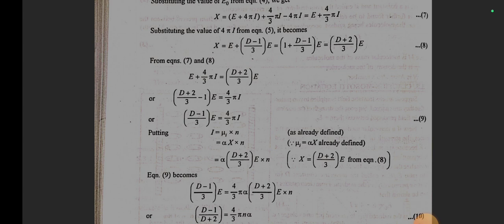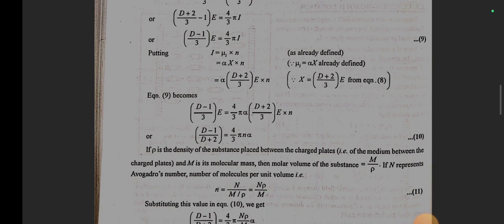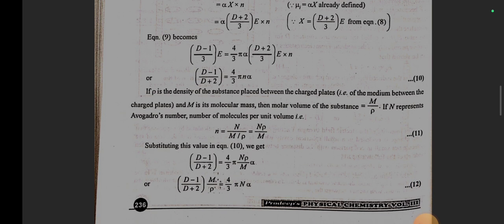Or on putting I is equal to mu I into N, which is equal to alpha X into N, which is equal to alpha into D plus 2 by 3 into E into N. Equation 9 becomes D minus 1 by 3 E is equal to 4/3 π alpha into D plus 2 by 3 E into N. Or D minus 1 upon D plus 2 is equal to 4/3 πN alpha.